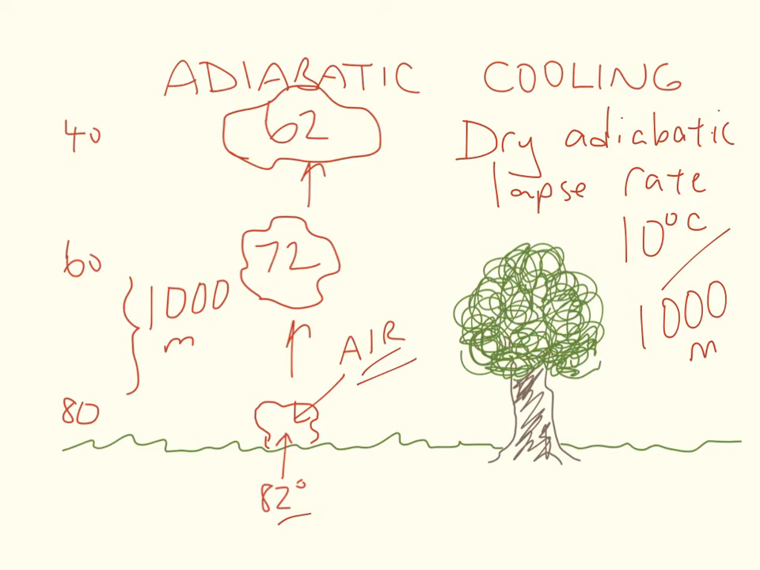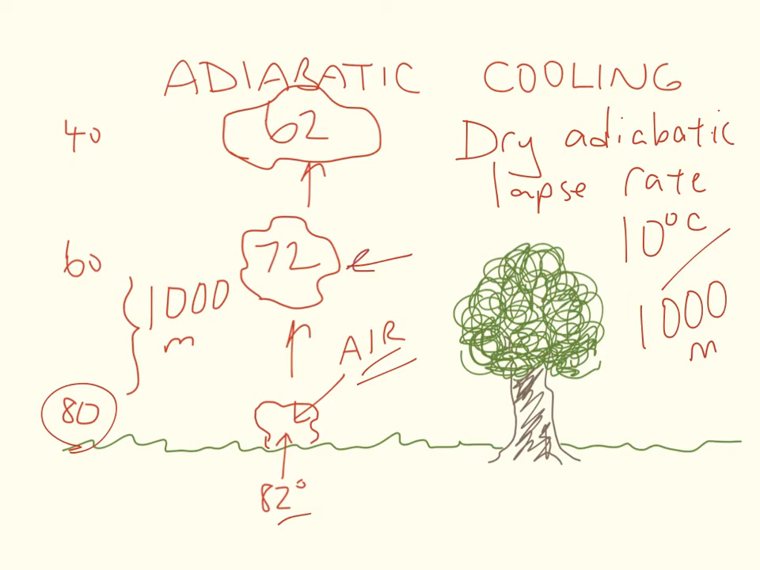So you've got a pocket of air on the ground. It's 82 degrees. The environmental air is 80 degrees. So that pocket of air is warmer than the air around it. So it's going to want to rise because hot air rises, right? So that 82 degree air, it rises up 1,000 meters and it gets to this middle point here.